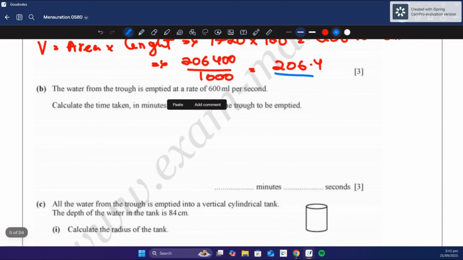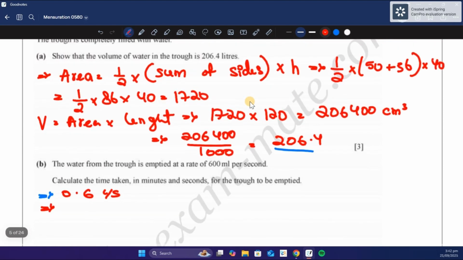Next, the water from the trough is emptied at a rate of 600 ml per second. Calculate the time taken in minutes and seconds for the trough to be emptied. So the time that it would take, with an empty rate of 600 ml per second, would mean 0.6 liters per second. And the volume is 206.4.